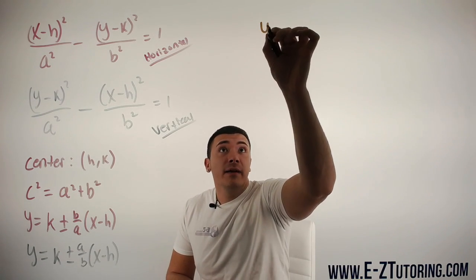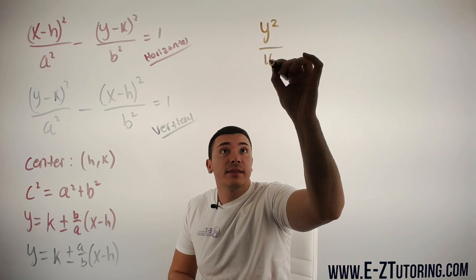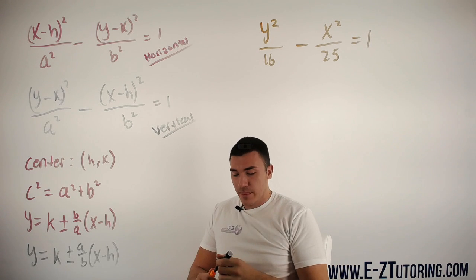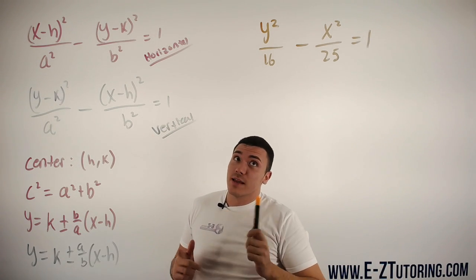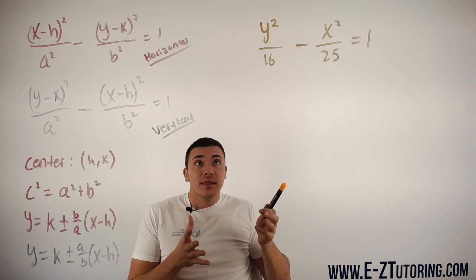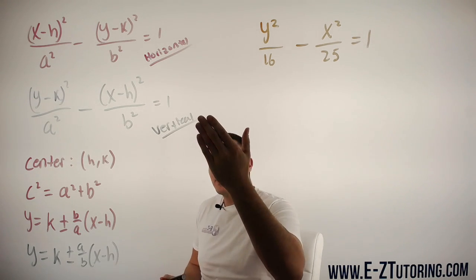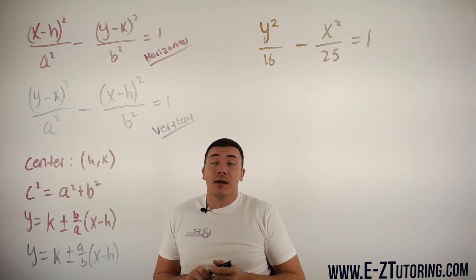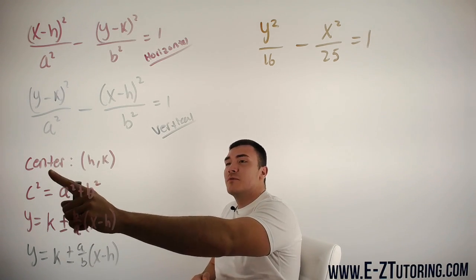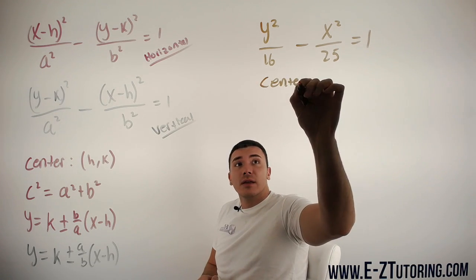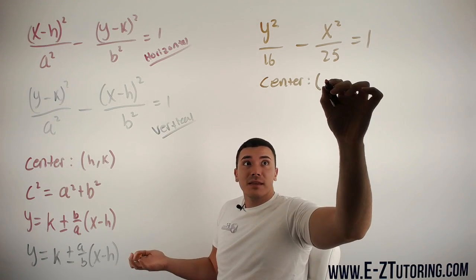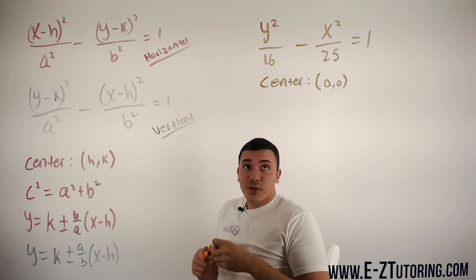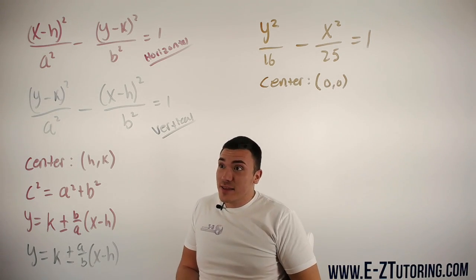So let's suppose we have y squared over 16 minus x squared over 25 is equal to 1. So first of all, we can see that y squared comes first, not x squared. Therefore, this graph is going to be vertical, and we will follow this form and this form. All right, so we can go ahead and start finding some things here. The first thing we can find is the center. We obviously know that in this case, it's just 0, 0, because there's no x minus and there's no y minus. It's just x squared and y squared. So we don't have to worry about the center. Lucky for us.